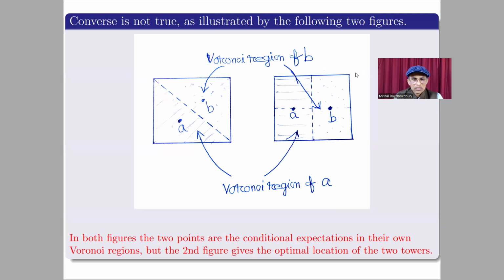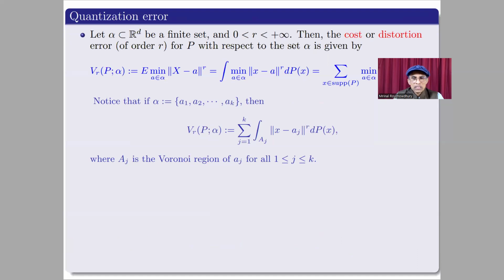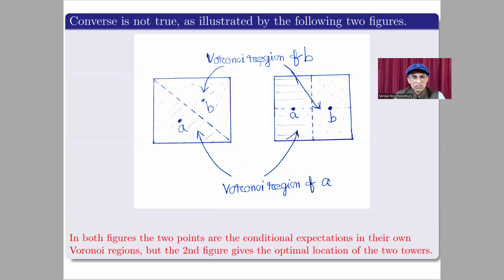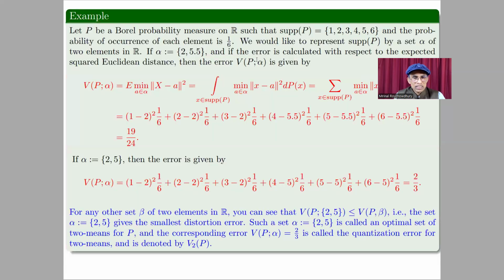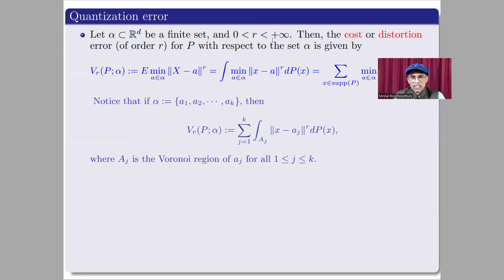Next, now I am going to give you the general definition of quantization error. Let alpha be a subset of R^d. In the previous examples we have given d equal to 1 and d equal to 2. Let alpha be a finite set and r a positive real number. So this r means, in this example, r is 2. You can choose any r.